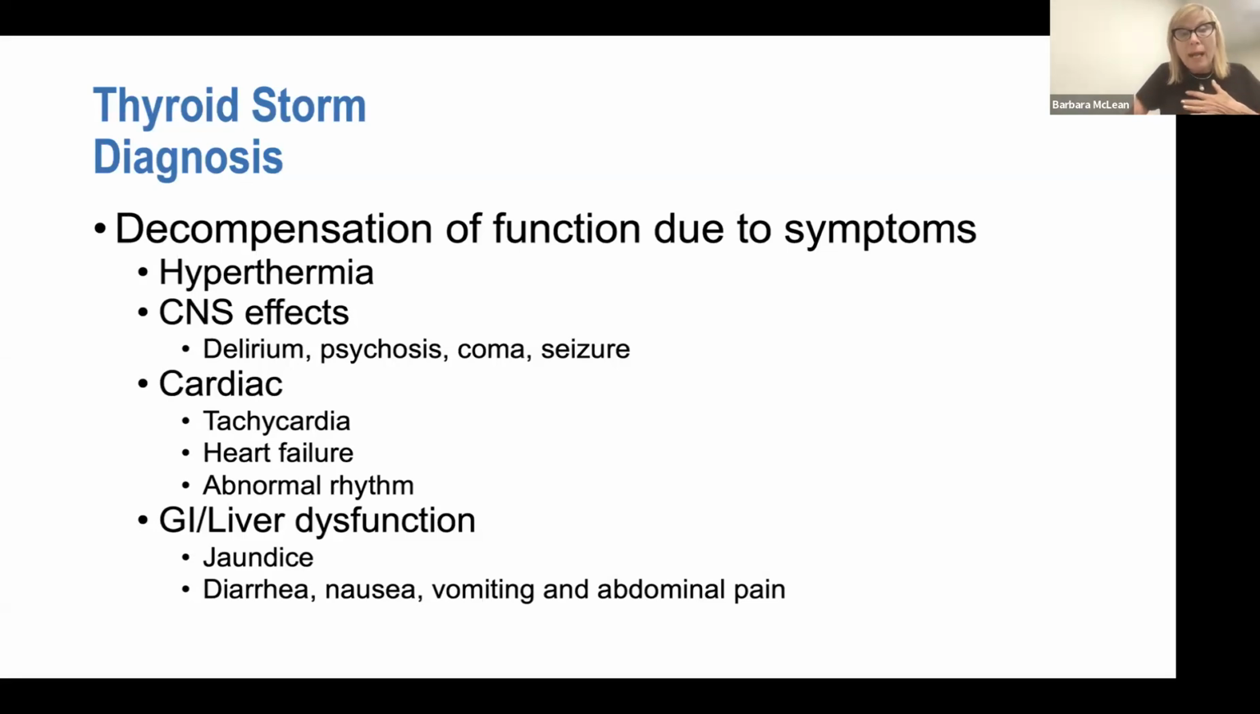Now, at Grady Hospital, we do still see some thyroid storm because we have lots of patients who are lost to follow-up, who aren't well diagnosed or well managed in the beginning.